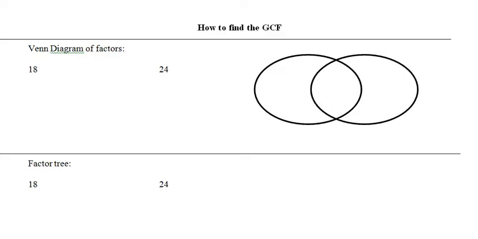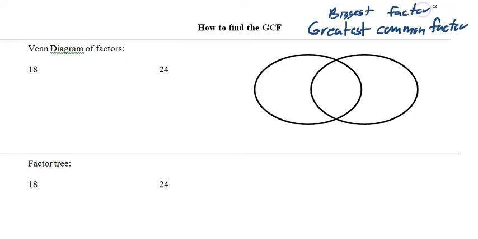Alright, how to find the GCF. What does GCF mean? GCF means greatest common factor. So what it means is we want the biggest factor in common. So if you have 2 or 3 numbers, 4 numbers, 5 numbers, it doesn't matter how many numbers you have, each of these numbers has factors, even if it's just one in itself. And what we want to do is find the biggest.